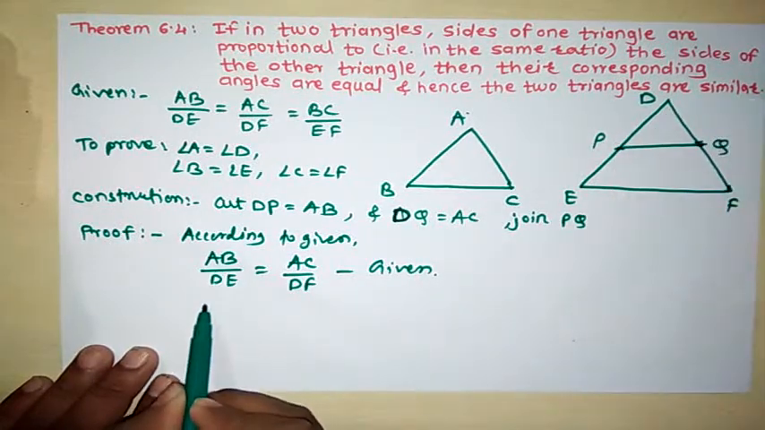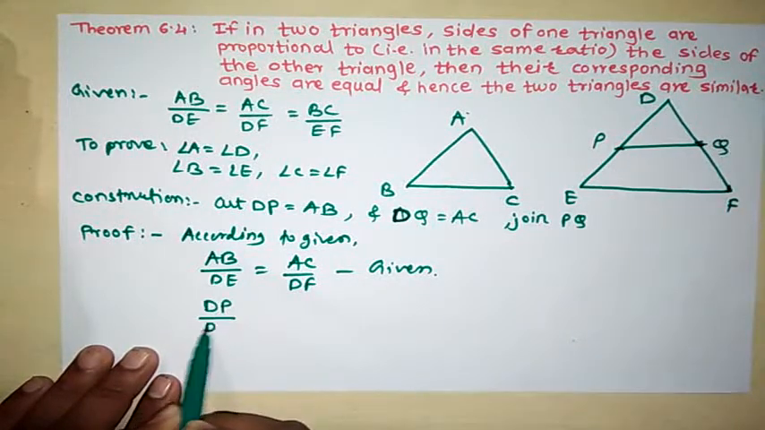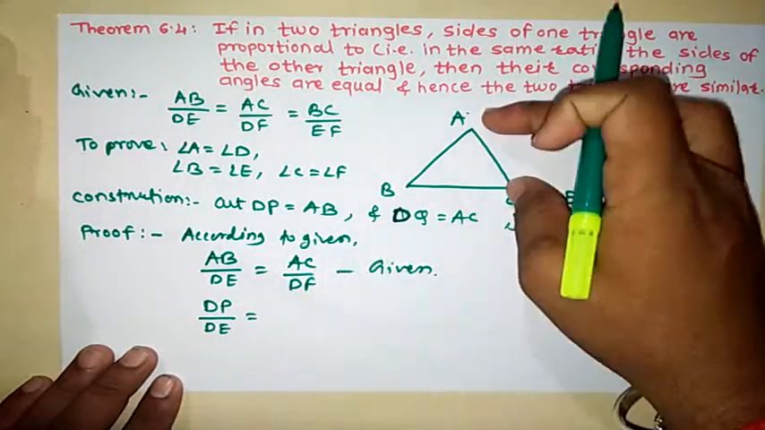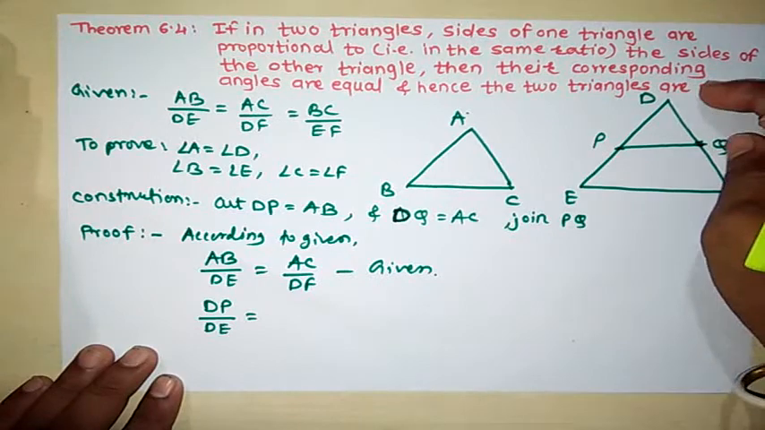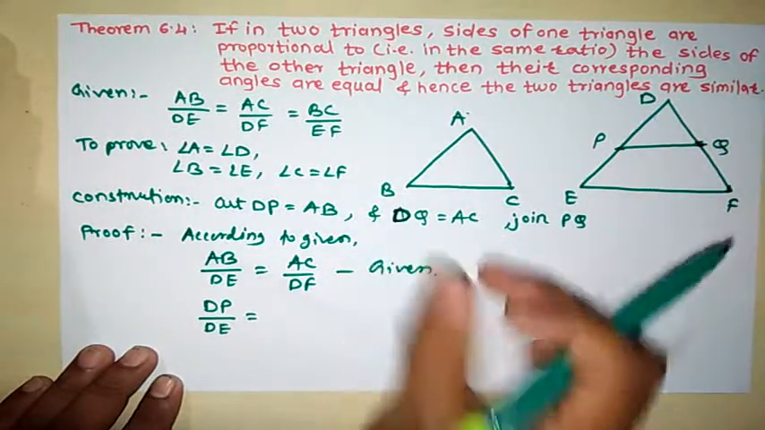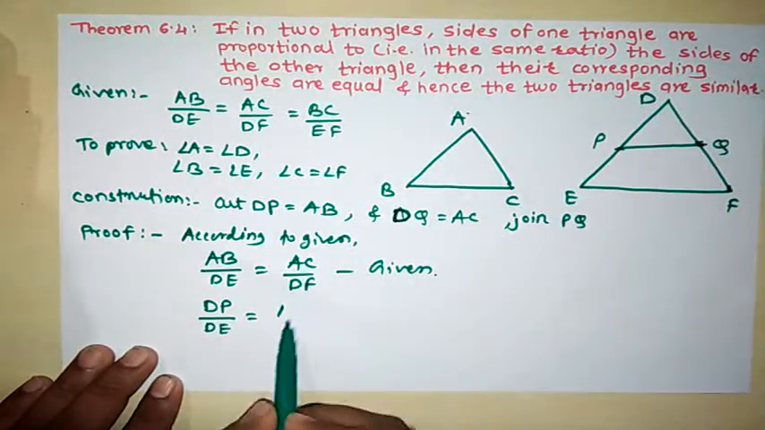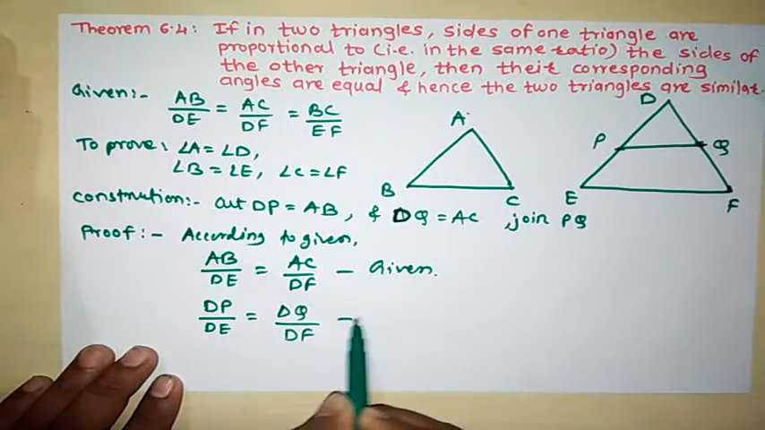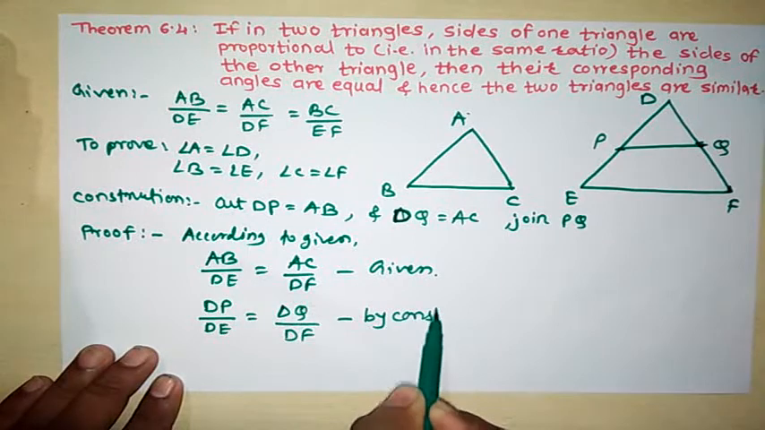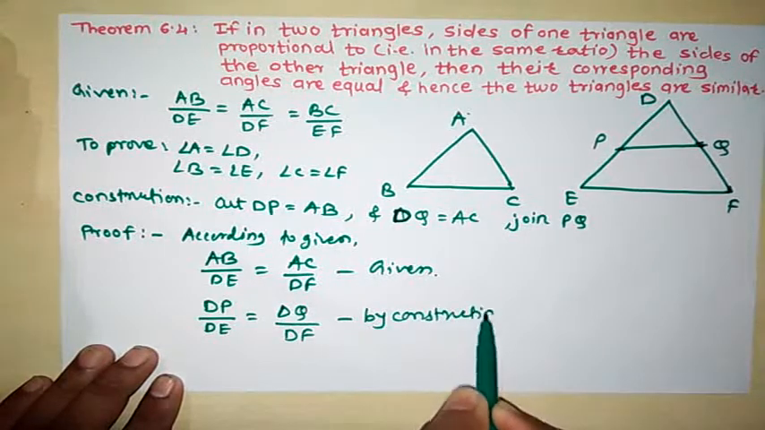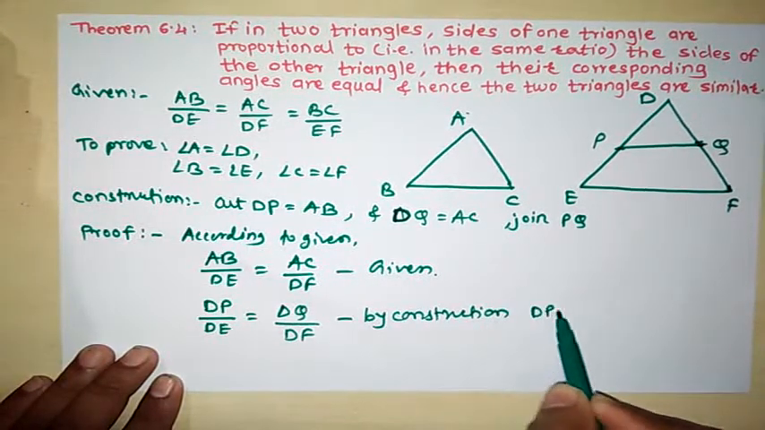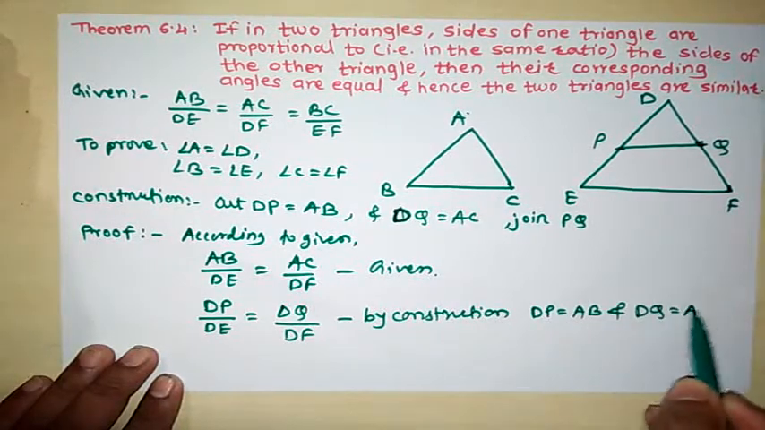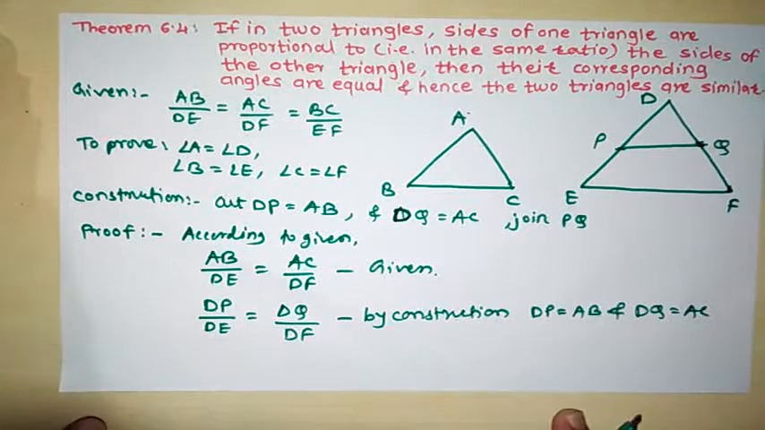Instead of AB, write DP divided by DE is equal to AC. See here, AC की जगह can we write DQ because AC is equal to DQ. We know that according to our construction. Right, here instead of AC we write DQ divided by DF. By construction, DP is equal to AB and DQ is equal to AC. This is according to our construction we got here.